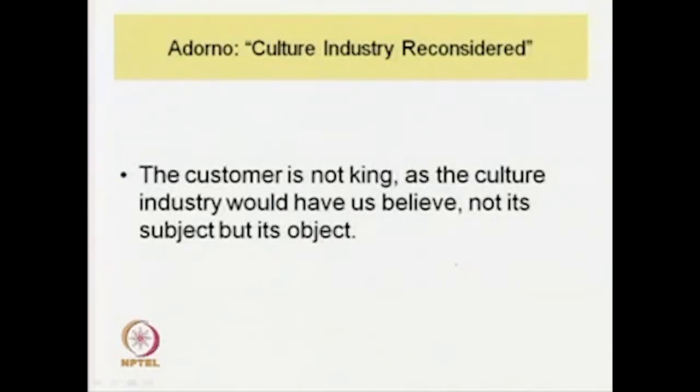So when Adorno wrote the essay Culture Industry Reconsidered, he revised some of the points that were made in the Dialectic of Enlightenment. He puts this beautifully. He says that in a capitalist system the customer is not king, as the culture industry would have us believe, not its subject, but its object. And let's look at this again.